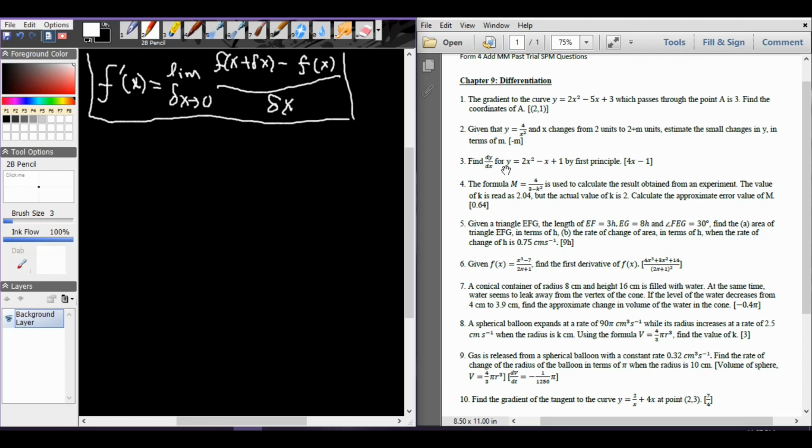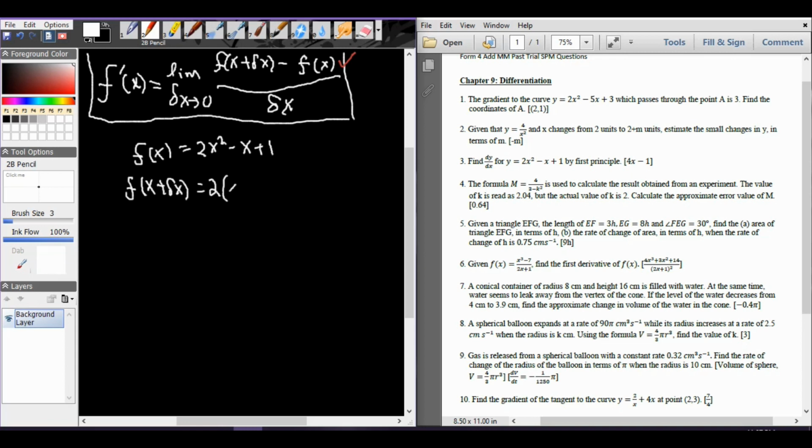First we let y equals f of x. Therefore, we have f of x equals 2x squared minus x plus 1. So we already have f of x. Then how about f of x plus delta x? We just substitute x with x plus delta x.